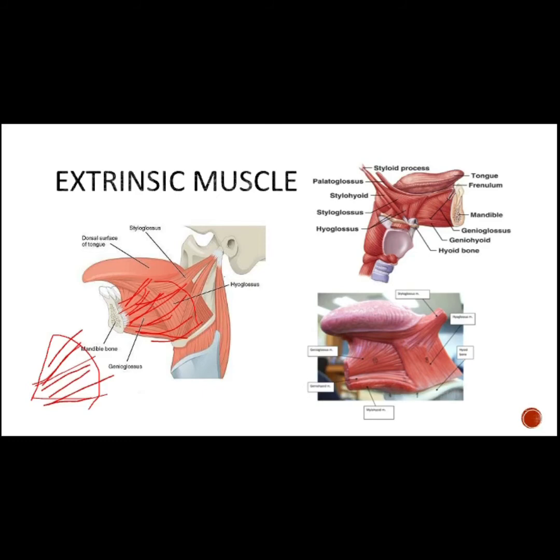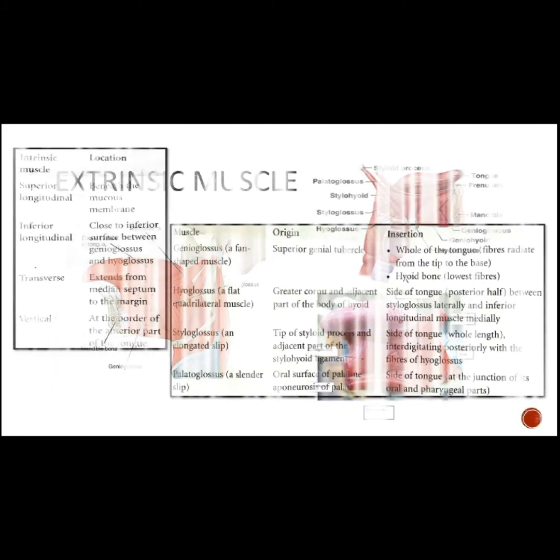It is a quadrilateral-shaped muscle which arises from the greater cornu of the hyoid bone to the side of the tongue. Next is the styloglossus muscle, which arises from the styloid process to the side of the tongue. Next is the palatoglossus. This muscle arises from the palatine aponeurosis and inserts into the side of the tongue.